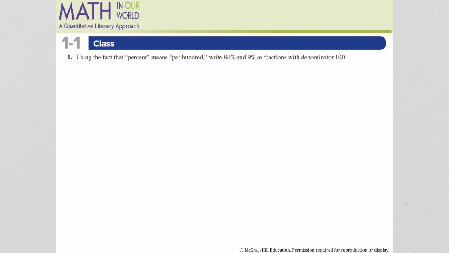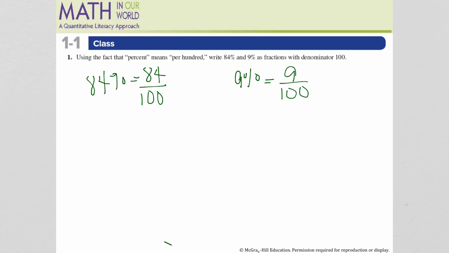It says, using the fact that percent means per 100, write 84% and 9% as fractions with the denominator of 100. So, 84% would be 84 over 100, and 9% would be 9 over 100. And those are considered equivalent.